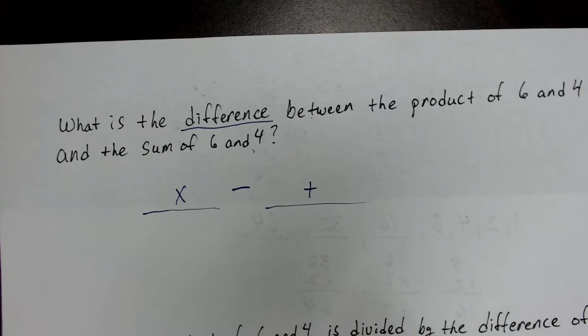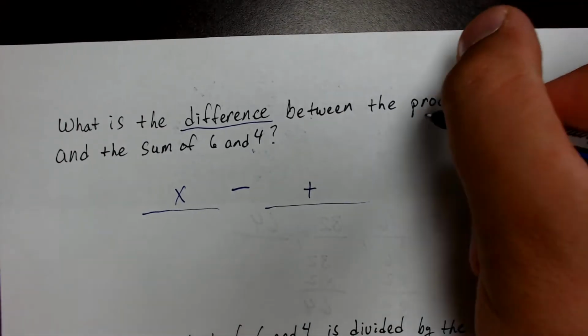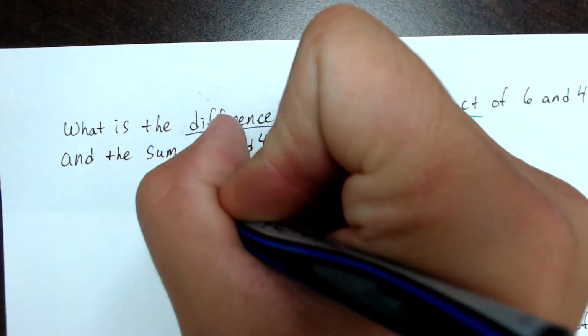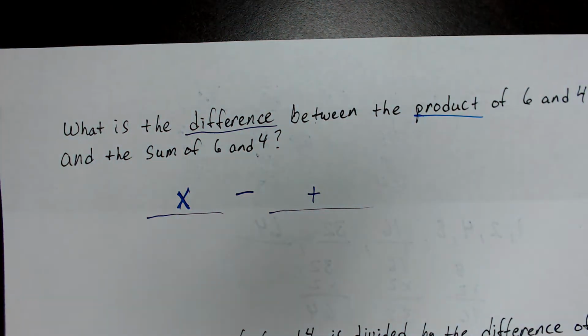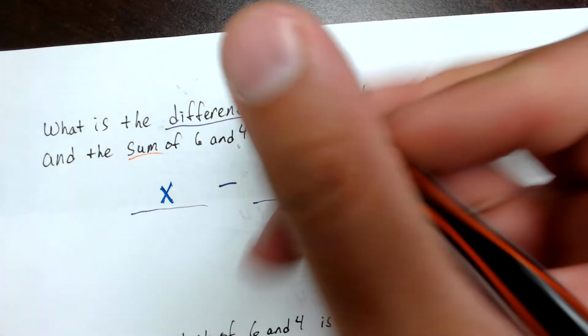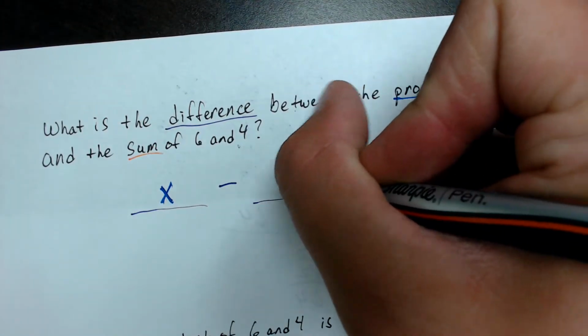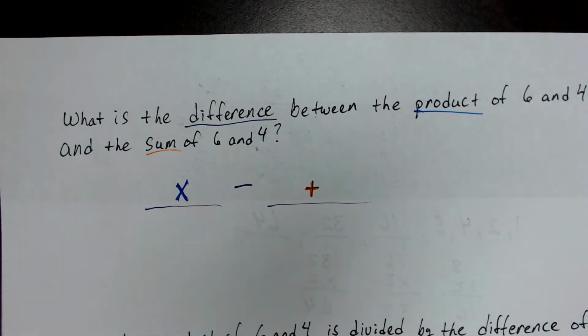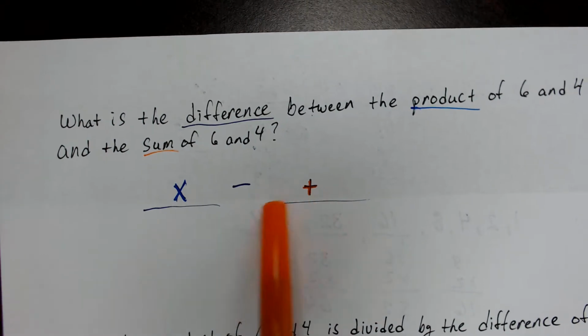Right? And let's color code this actually. So product will be here in blue, and sum, the addition, we'll make that one orange. All right. So what I'm doing is I'm finding the difference of these two problems.